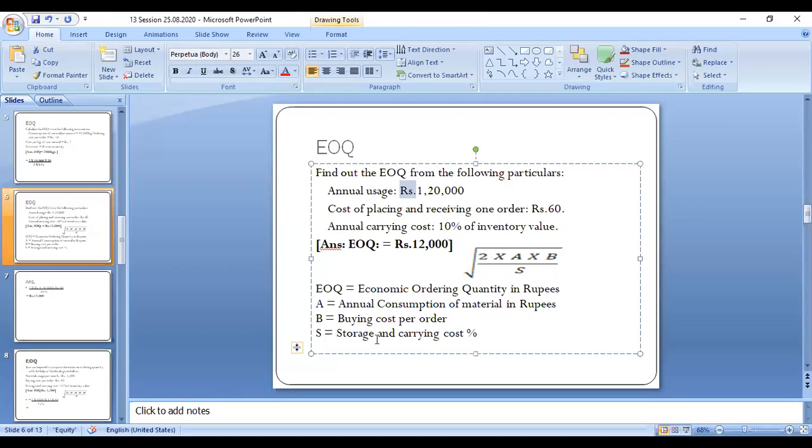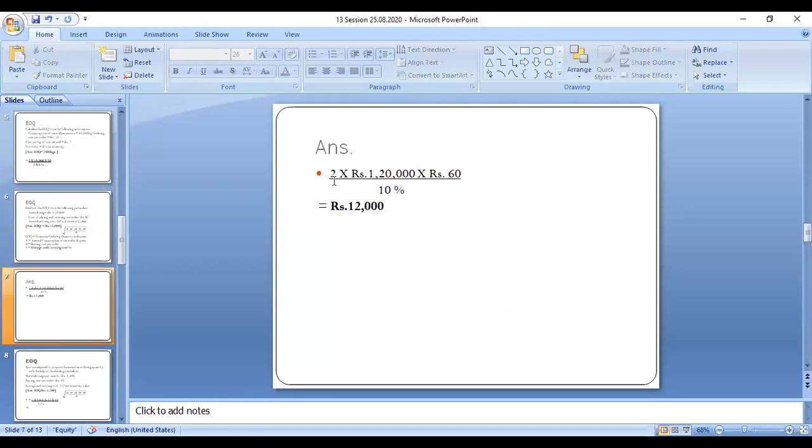You have to apply only that percentage in the formula below. The cost per order is in rupees, and this is also in rupees. So this is the formula: root of 2 into rupees 1,20,000 into 60 divided by 10 percent. The answer will be 12,000 rupees. Now let's move on to the next problem.